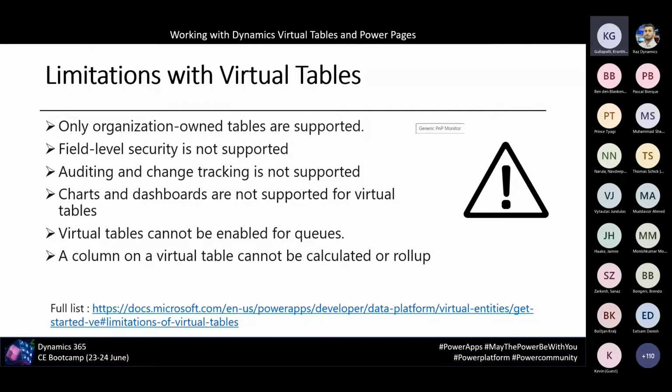This we need to keep in mind, so if you want to play around with different columns for different roles, it would not work. And auditing and change tracking is not supported. So if you want to keep an audit history, which is there for all the out of the box entities, it would not work.